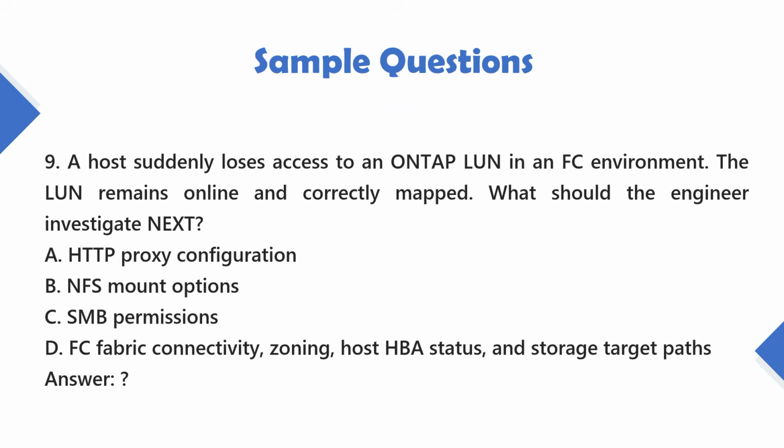9. A host suddenly loses access to an ONTAP LUN in an FC environment. The LUN remains online and correctly mapped. What should the engineer investigate next? A. HTTP proxy configuration. B. NFS mount options. C. SMB permissions. D. FC fabric connectivity, zoning, host HBA status, and storage target paths.